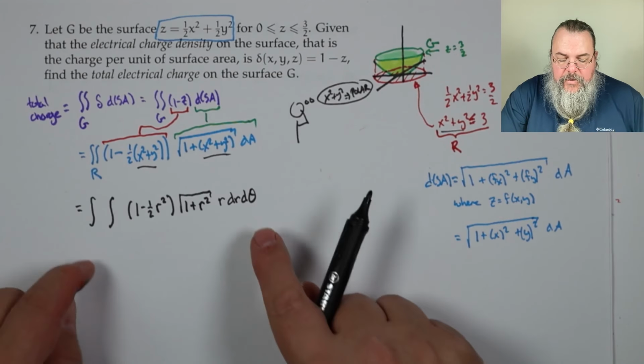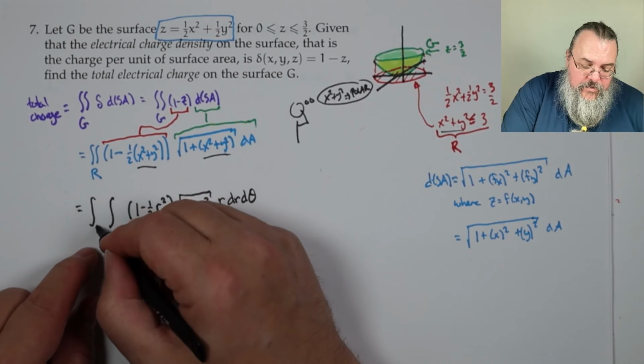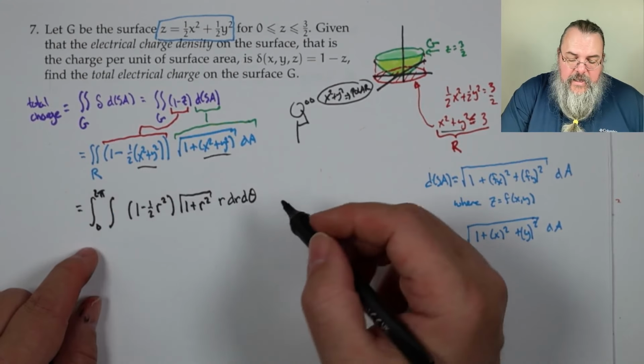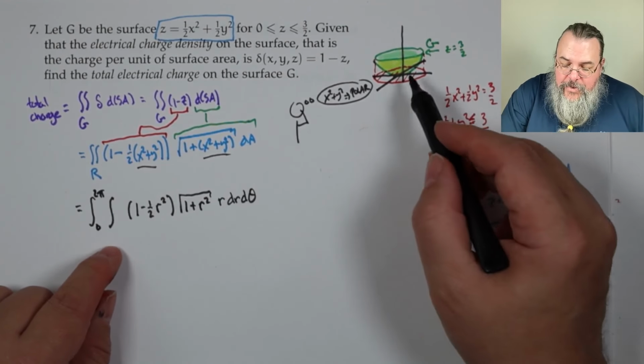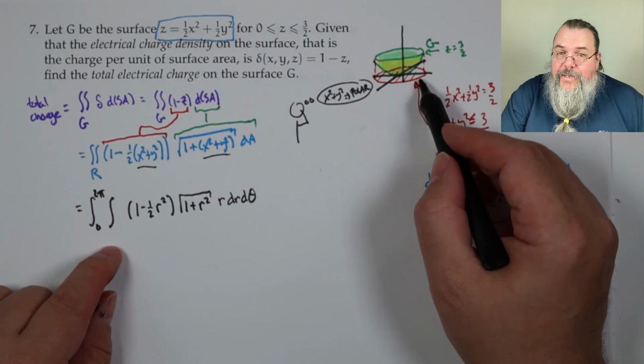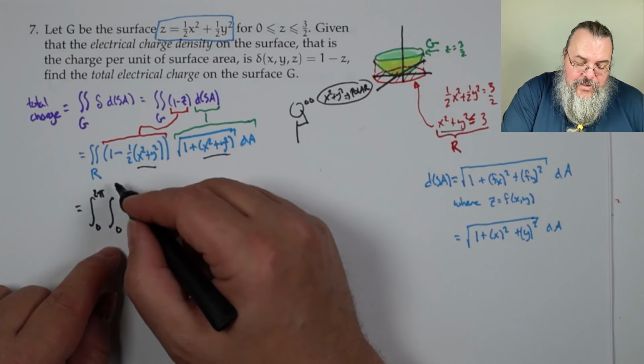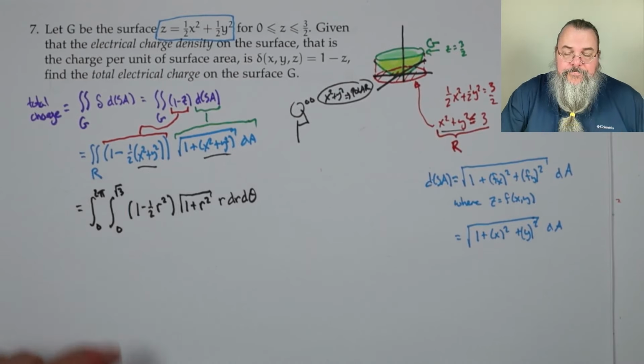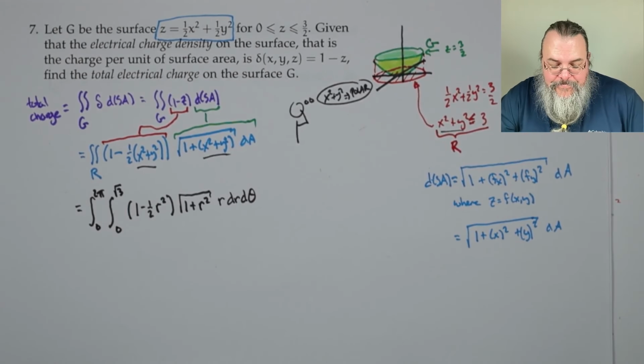And what can we say about theta? Full circle, 0 to 2 pi. And then where does r go from? Well, it goes from 0 to the edge of the circle, 0 to root 3. All right.